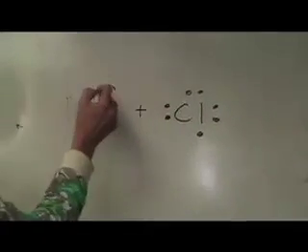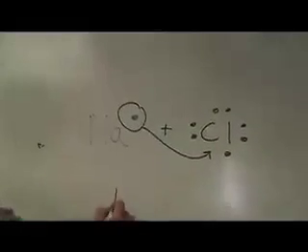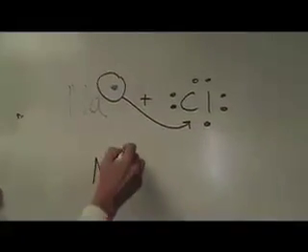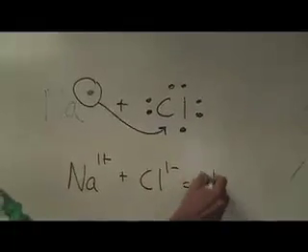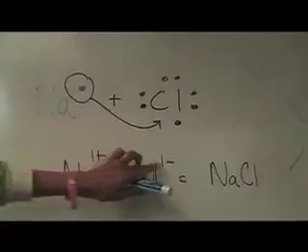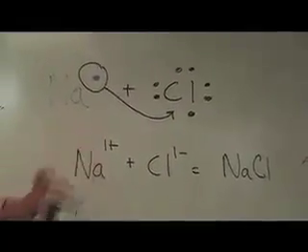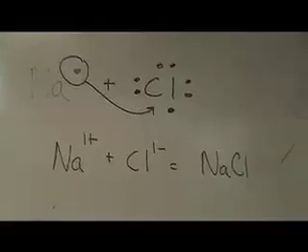And then what you do is you circle your 1 over here and you draw an arrow. You rewrite it as 1 plus, chlorine is 1 negative, equals NaCl. You see how these two charges balance each other out? You have a 1 positive and a 1 negative? So you could draw that and then write the equation.